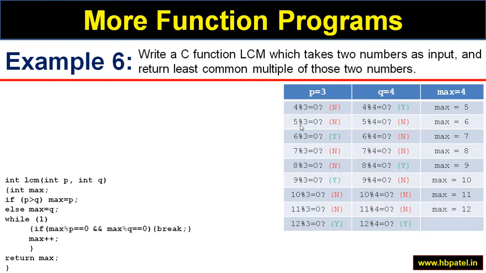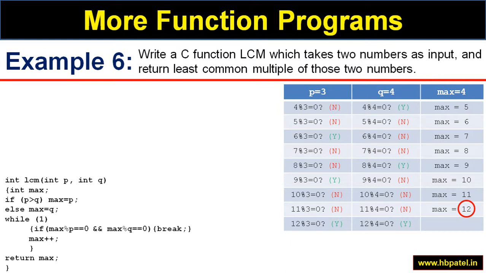Now check 5 modulo 3 equal to 0? No. 5 modulo 4 equal to 0? No. So max is incremented to 6. Then just keep on doing this, and when I get max equal to 12, 12 modulo 3 equal to 0, yes, and 12 modulo 4 equal to 0, yes. So if both conditions are true, then break and come out. What is the value of max at that time? Max is 12. So that value 12 is returned.